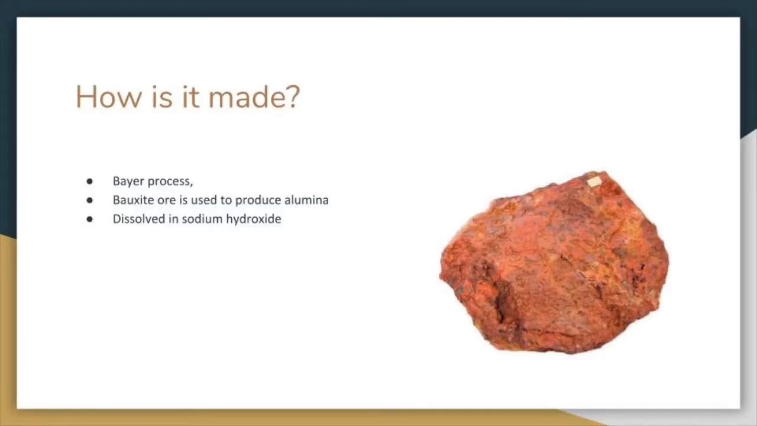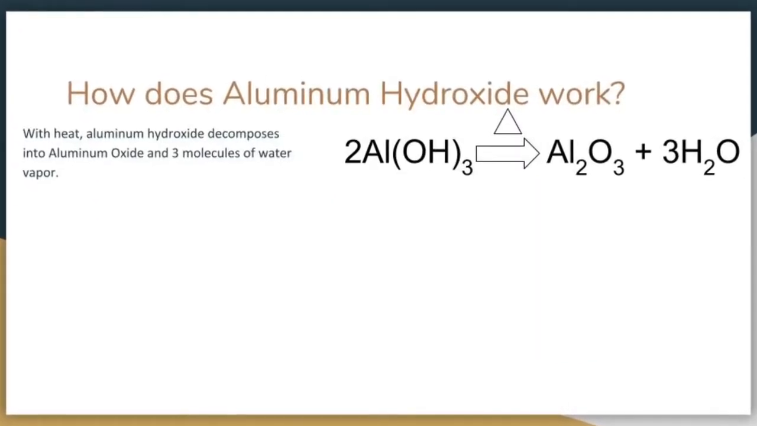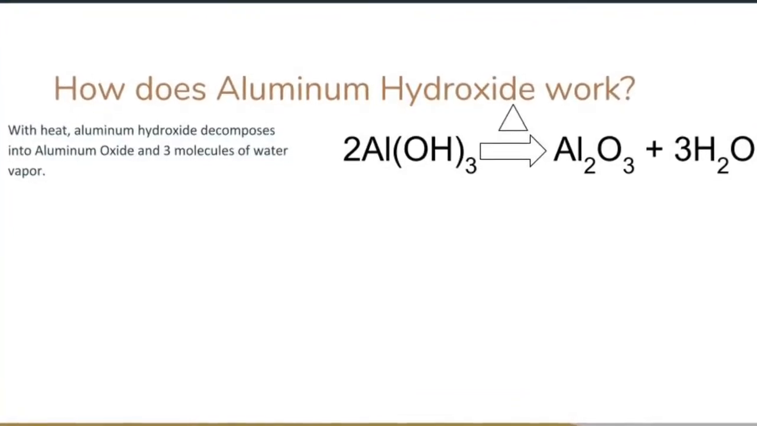Aluminum hydroxide is created using something called the Bayer process, in which bauxite ore, which has aluminum-containing materials such as gibbsite, is used to produce alumina or aluminum oxide. This is then dissolved in sodium hydroxide, creating AlOH3 or aluminum hydroxide. When enough heat is added to aluminum hydroxide, it decomposes into aluminum oxide and 3 molecules of water vapor.